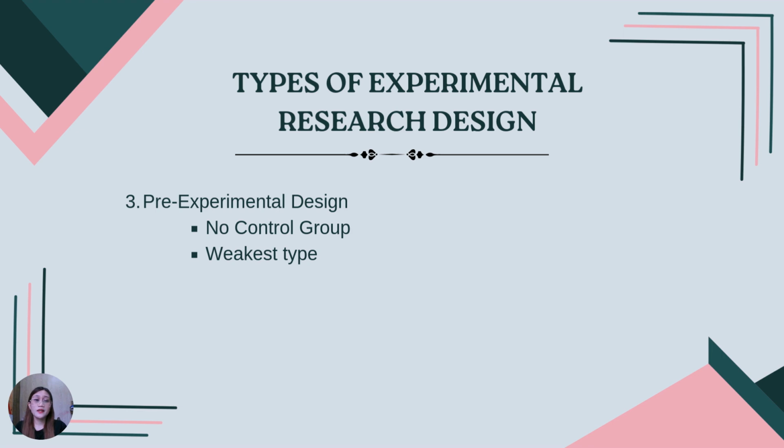The third one is the pre-experimental design. Pre-experimental design is the weakest type because it may not have a control group and often lacks random assignment. An example is giving a pre-test to one group, applying a new teaching method, and then giving a post-test to the same group. Since there is no control group, it is harder to conclude that the change was caused only by the treatment.